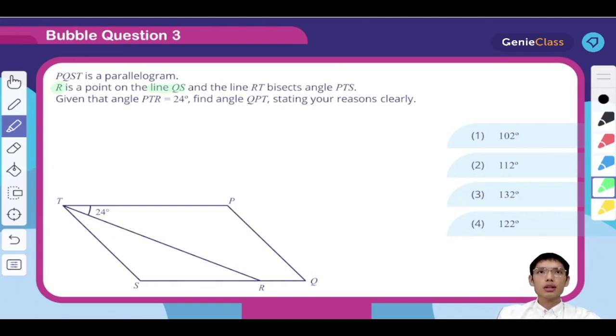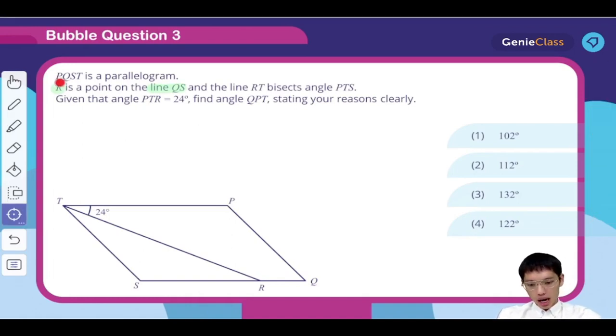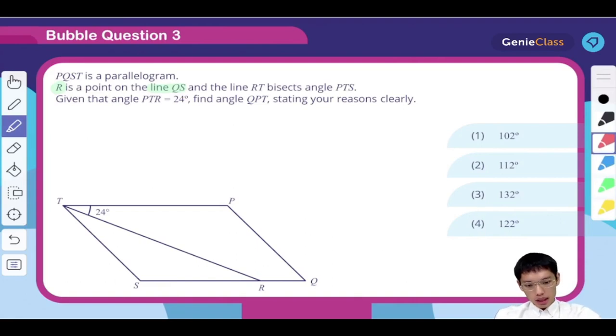So sometimes you have to see the question carefully whether it is a straight line or not by these particular pointers. R is a point on the line QS. It tells you QRS is a straight line. And after that, next one, very important. What does it mean when the line RT bisects angle PTS? Okay, how do I solve QPT? Alright, very important. How do I solve QPT? Launching my bubble launcher in 3, 2, 1. Let's go.